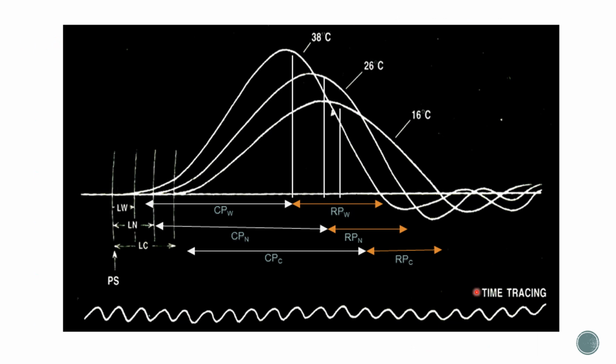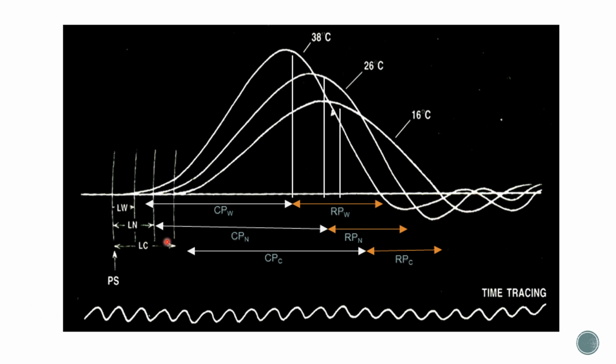This is the actual curve that we will be getting. Now let us try to understand the different labels of this curve. Now here LW stands for the latent period for the curve that we have obtained with warm Ringer solution. Ln stands for the latent period for the simple muscle curve which we have obtained at the room temperature.